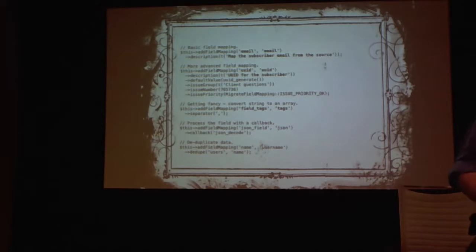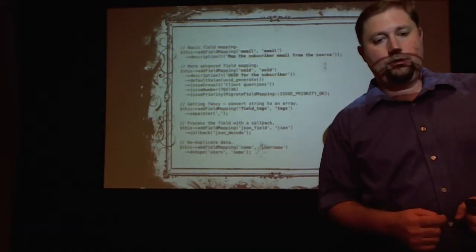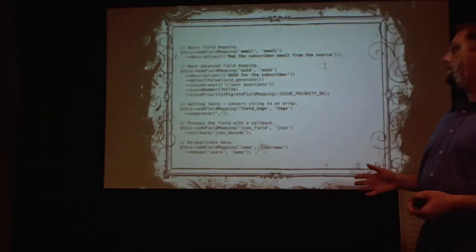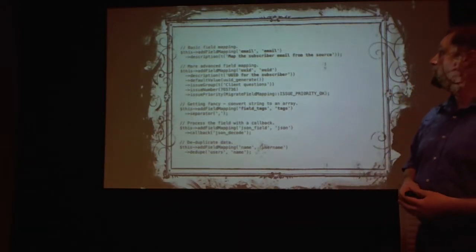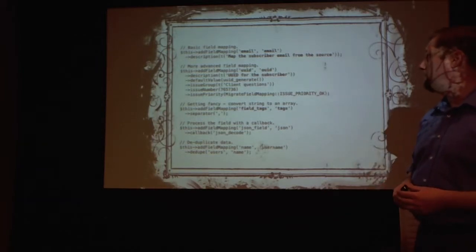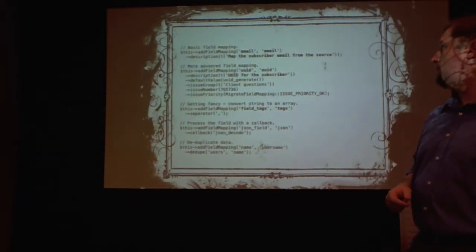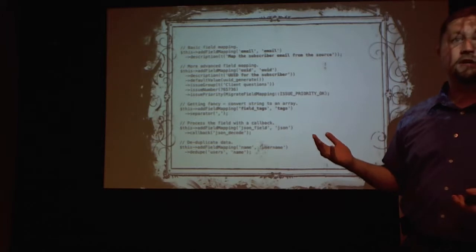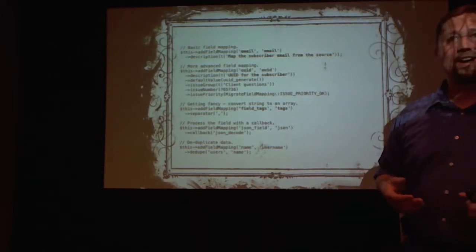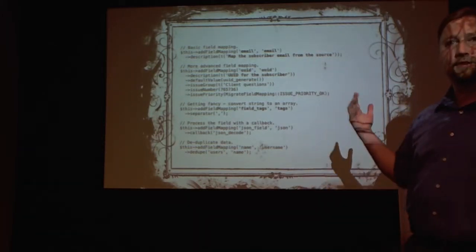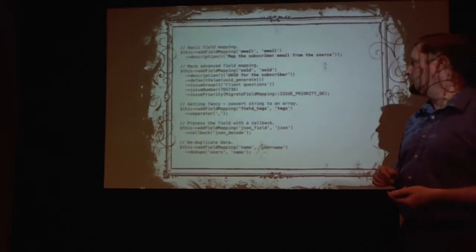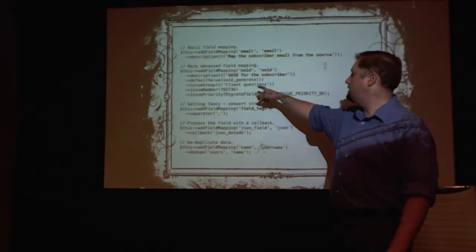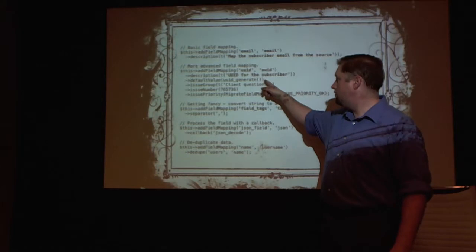Field mappings. What a field mapping does is it maps a source to a destination. In this case, we have a basic field mapping at the top. We've got the source field called email. The destination field magically is also named email. But if it was something else, you would declare what it happens to be, and it's got a description. You can get really, really complicated with your field mappings. As you can see here, you can set default values on specific fields.